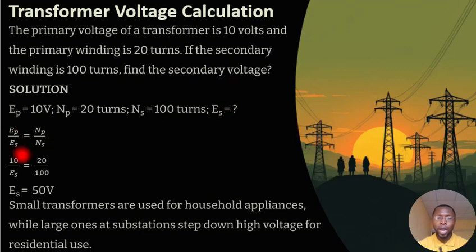So making use of the formula we said earlier, the ratio of the primary voltage to the secondary voltage is equal to the ratio of the primary number of turns to the secondary number of turns. When we substitute our values, our EP is 10, our ES is what we don't know, equals our NP, which is 20, over our NS, which is 100. So from here, we can easily detect that our secondary voltage is 50 volts. Using your knowledge of equivalent fractions, I easily know that our secondary voltage is 50 volts.